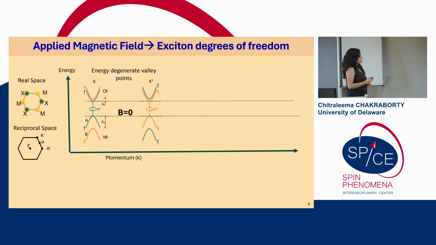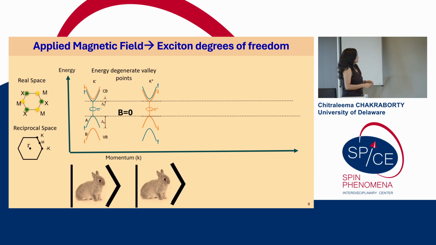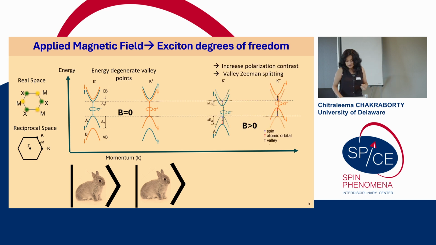And the spins are of course locked to the valleys, and this is the picture at 0 magnetic field. Because they are energy degenerate, they have the same colors. If you use sigma plus and sigma minus light, there will be no change in the energies. Now when you apply a magnetic field, you break this excitonic degeneracy, and as a result you have a valley Zeeman splitting between the K and minus K valleys, and in addition you also have a change in the polarization contrast of sigma minus versus sigma plus.